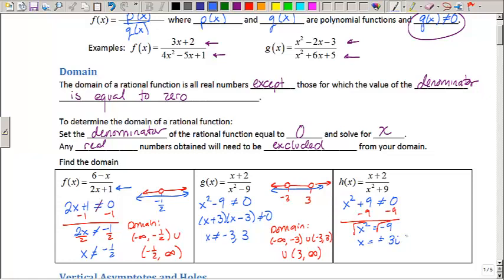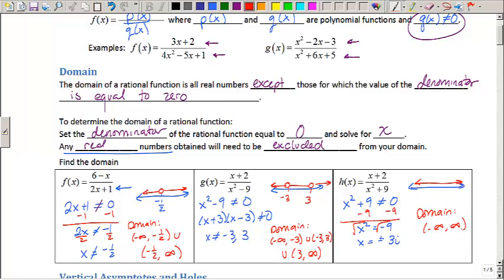Well, I can't really exclude a plus or minus 3i from the real numbers because plus or minus 3i is not real. Notice it says any real numbers obtained will need to be excluded. So what values am I allowed to have? Well, all real numbers. I can't very well exclude imaginary numbers from my real number line, so my domain is all real numbers, negative infinity to positive infinity.